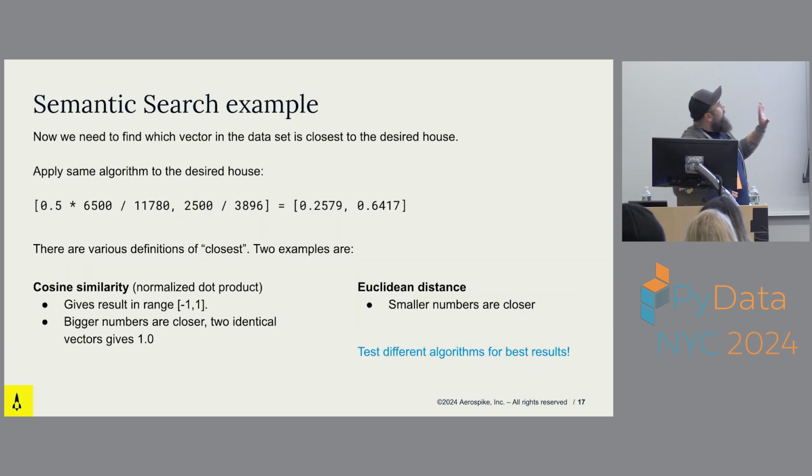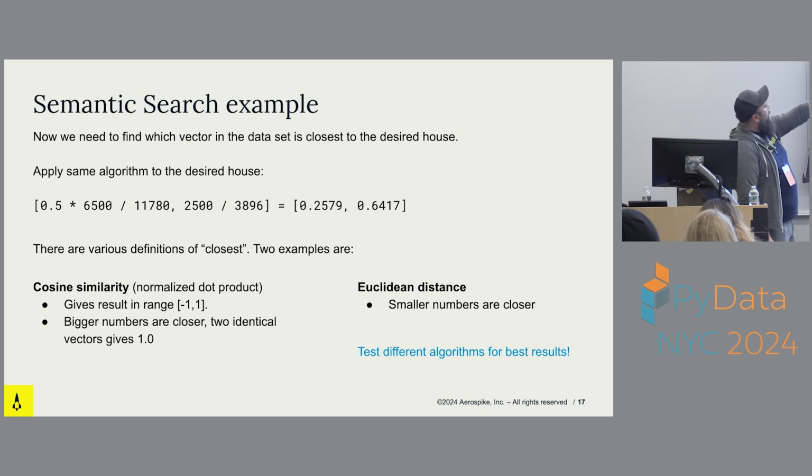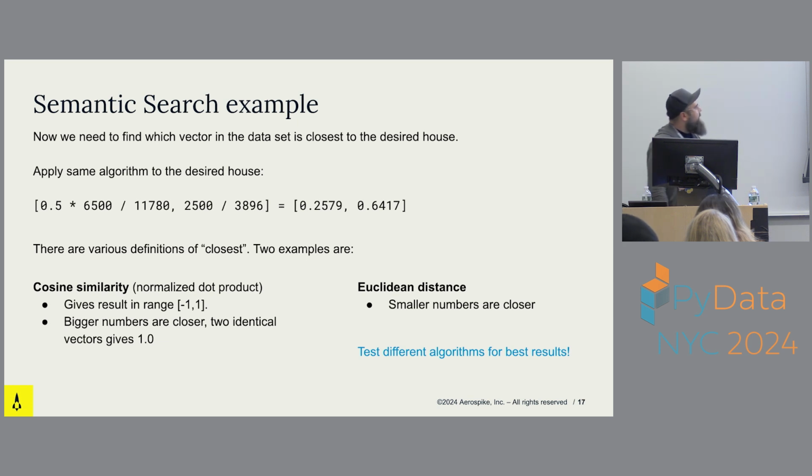Now, for the search, we have our ideal house, right? So we said 6,500 land, 2,500 square feet for the floor. So we're going to generate a vector for that as well, right? So this is going to be our source vector, our query. So we're going to take that and we're going to get that 0.2579 and 0.6417, right? And then we're going to figure out how we want to search this.